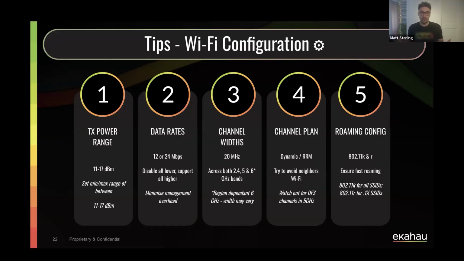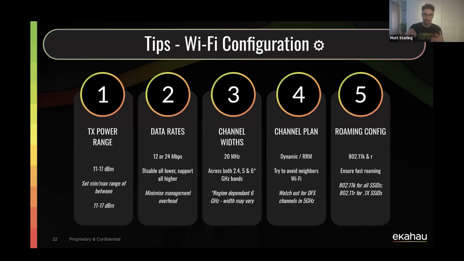And finally, roaming configuration. We always want our devices not only to be able to connect and get on fast, but also to move around and transition through your environments. You want them to move between the access points fast too. So a couple of things we always pretty much recommend having on is 11k neighbor reports. Access points can inform client devices of their next best neighbors to go and associate to.